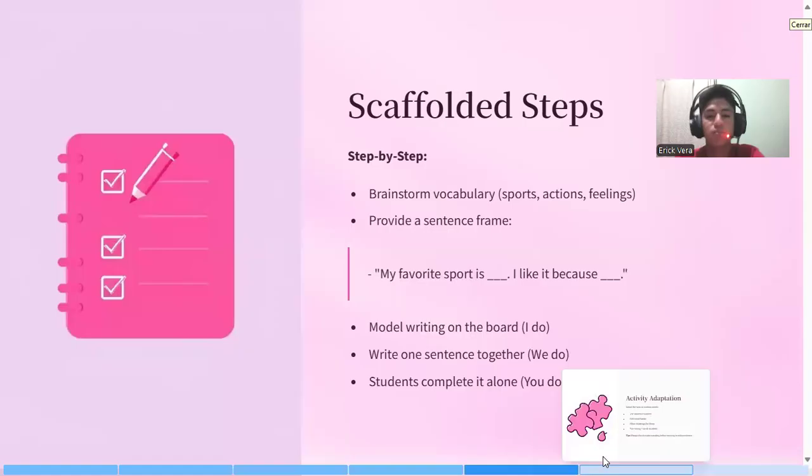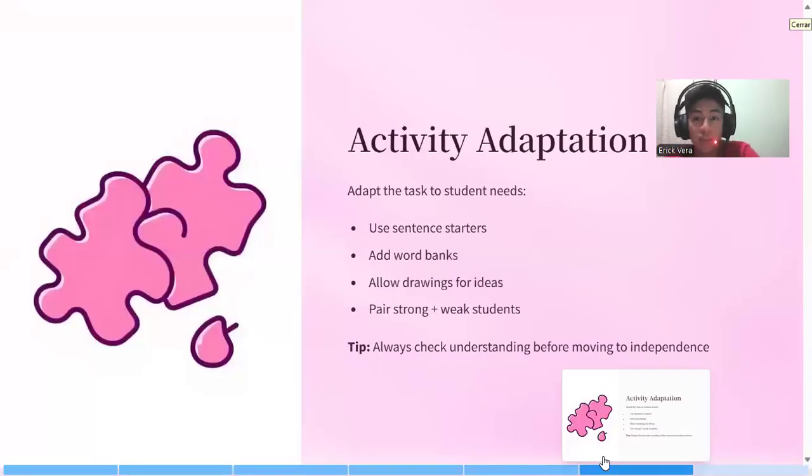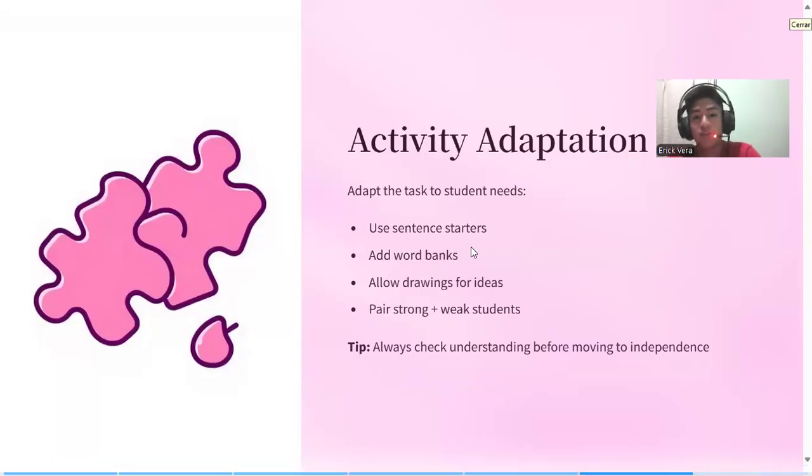And let's show more: the activity adaptation is through the prompt, the assistance to students. Use sentence starters. Add a word bank. You can provide the students with a word bank, the key vocabulary, and allow drawing for ideas. Useful for both strong and weak students.